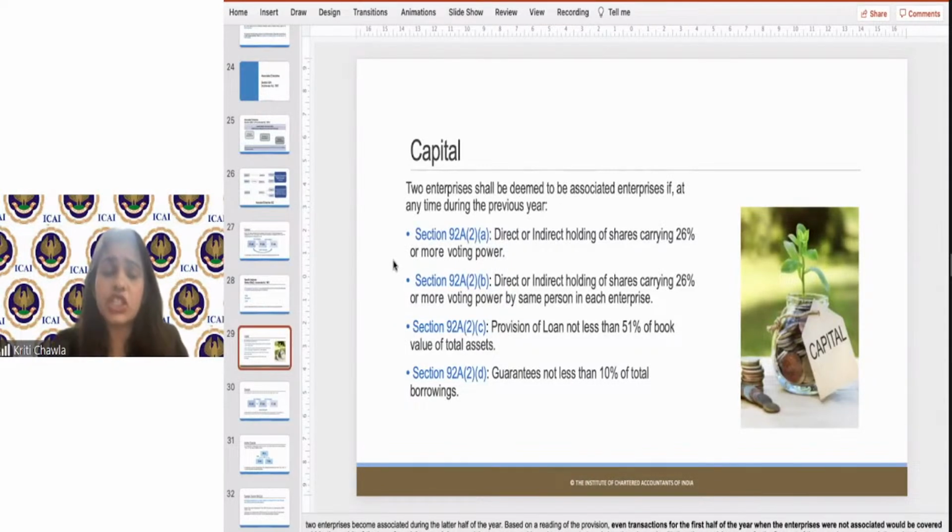Now, the third condition is that if there is one enterprise which is providing a loan of not less than 51% of the book value of the total assets. So if one enterprise gives a loan to the other enterprise and this loan is of 51% or more of the book value of the other enterprise, well, then these two enterprises will be related to each other.